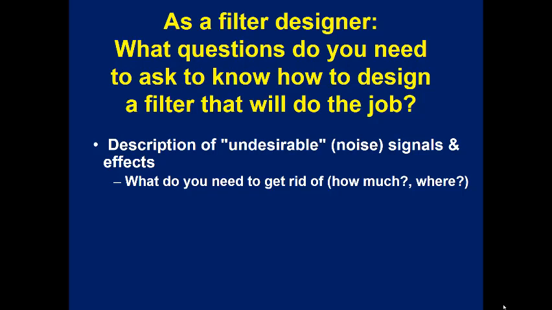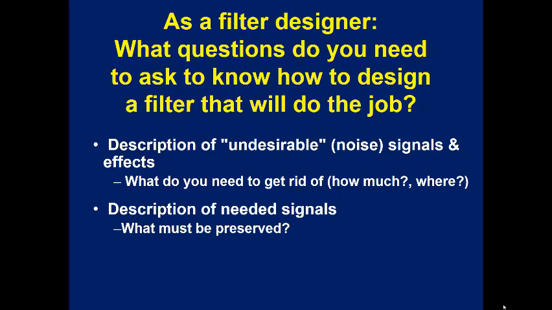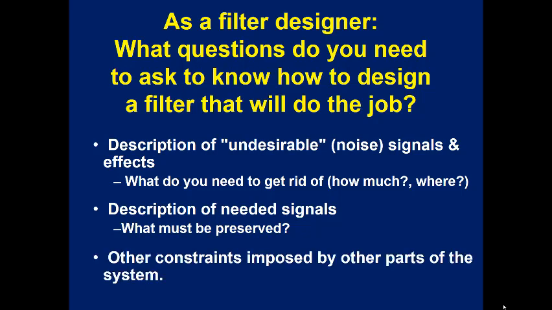Well, there's a number of things. First, we might ask for a description of what's the noise, what's the undesirable signals or undesirable effects that are going on. What is it that we need to get rid of in terms of signal? Where is it? How much of it is there? What's the basic cause of the problem? And on the flip side, we need to know what are the important signals or ranges of signals that we've got to make sure we don't mess up. What is it that has to be preserved after we add our filter in? And what are the other constraints that are imposed by other parts of the system, the most fundamental of which is what is the sampling rate of the system?